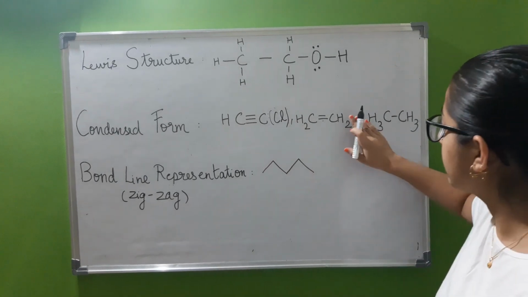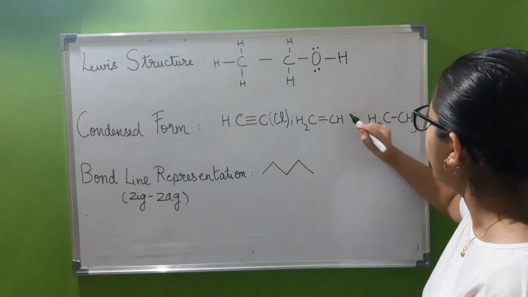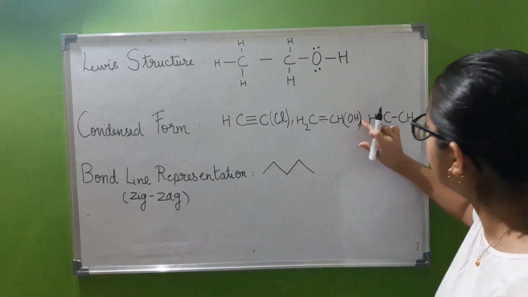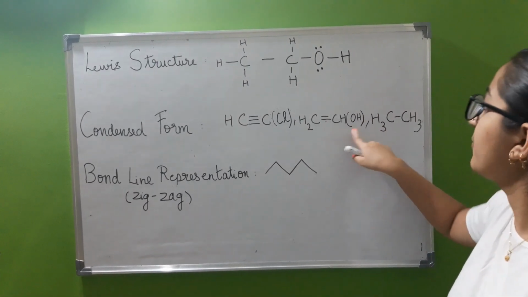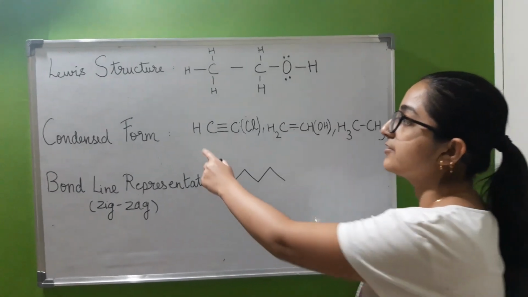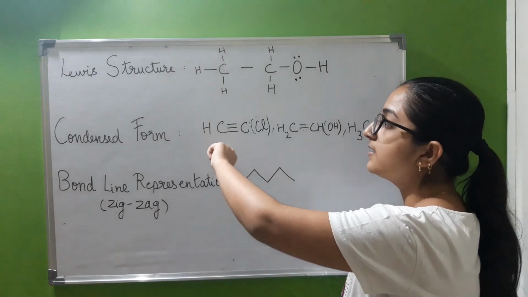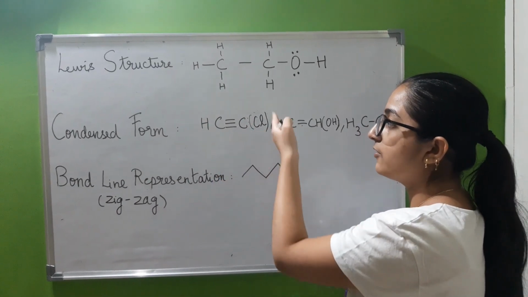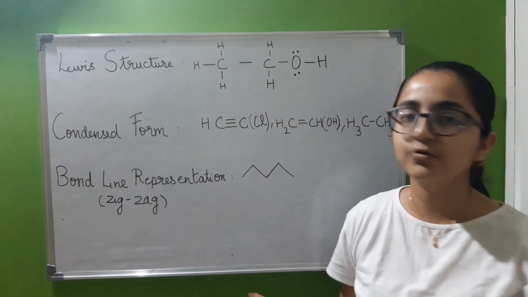Or in this case, if I am adding an alcohol group to it, I put it in brackets and represent it. So here we omit the bonds that are formed between the carbon and the carbon and hydrogen, and also the carbon and the functional group bond.